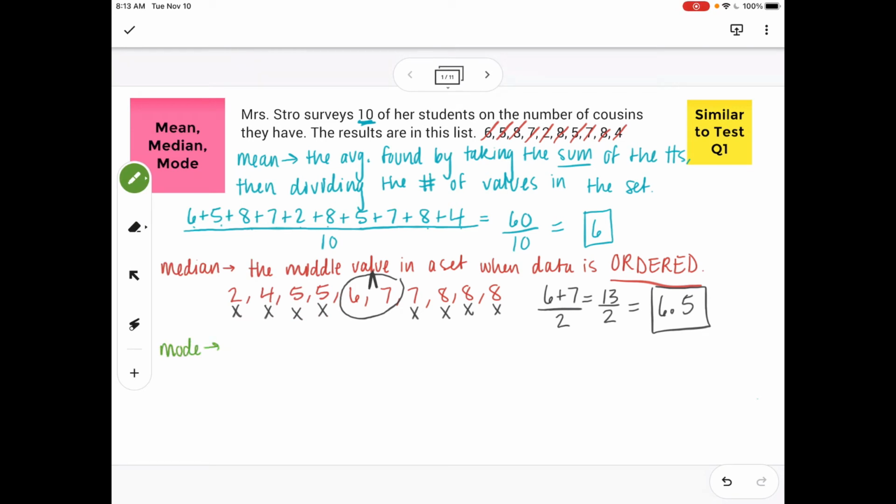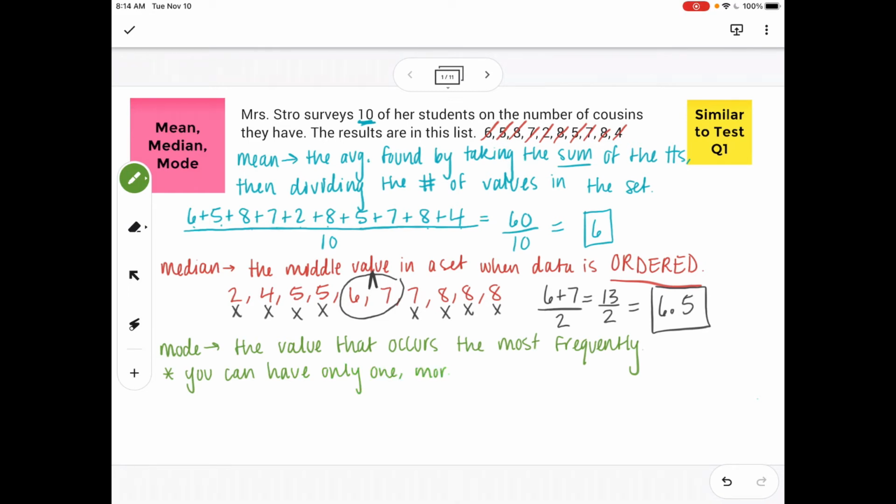All right, very last one is mode. The easiest one in my opinion. This is the value that occurs the most. Not to be confused with the highest value. This is the value that occurs the most frequently. That means it happens more than all of the other numbers in the set. So the thing about mode is you can have only one, more than one, or none.